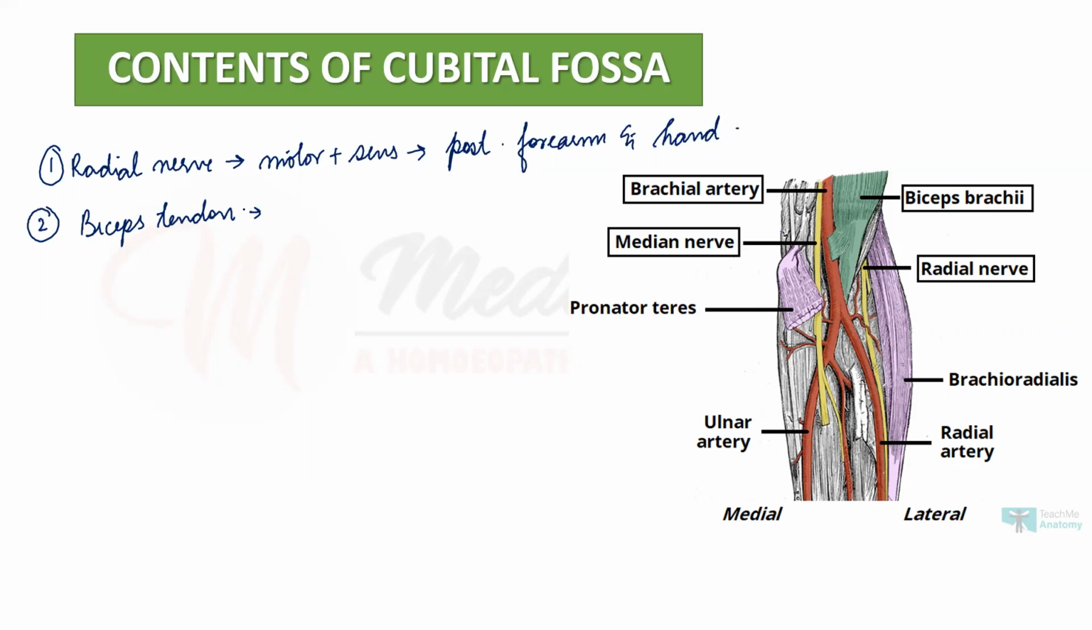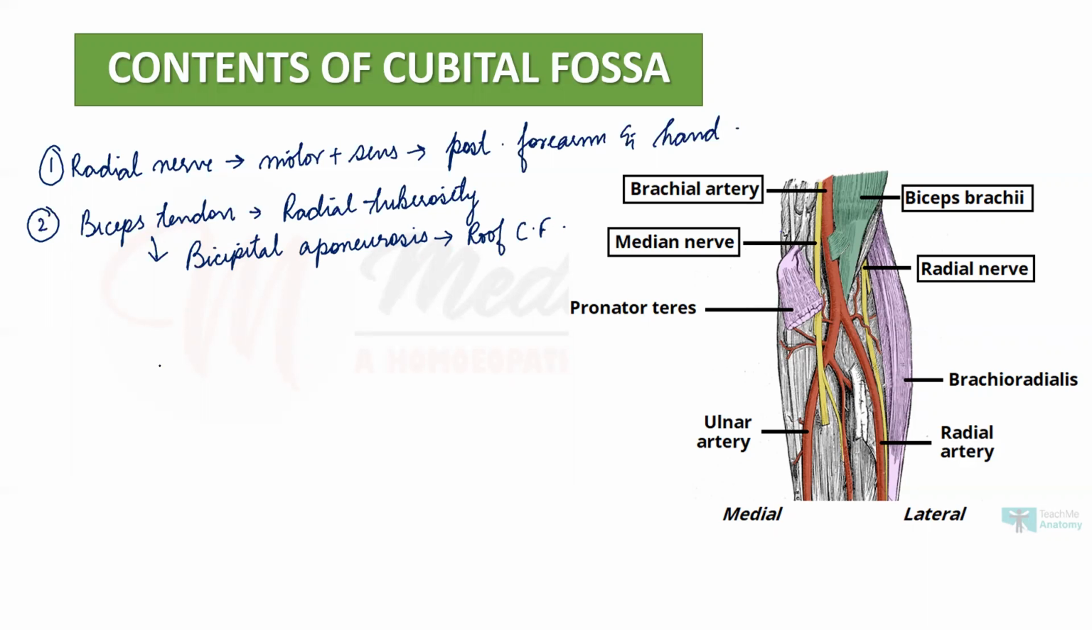Now remember, the biceps tendon passes centrally through the cubital fossa and attaches to the radial tuberosity. It attaches where? To the radial tuberosity. This is important to know. Now, the biceps tendon gives rise to the bicipital aponeurosis. And what does the bicipital aponeurosis do? It forms the roof of the cubital fossa.